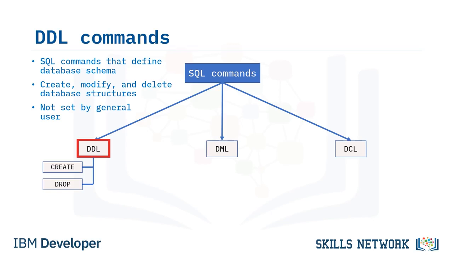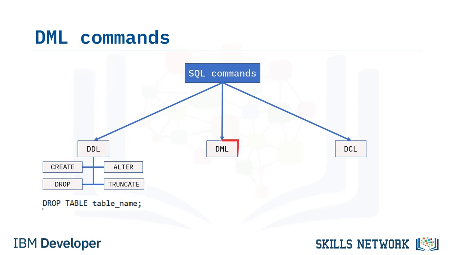The drop command that deletes objects from the database. The alter command that alters the structure of the database. And the truncate command that removes all records from a table, including all spaces allocated for the records. This is an example of a drop command where table is the name of the table to be deleted.